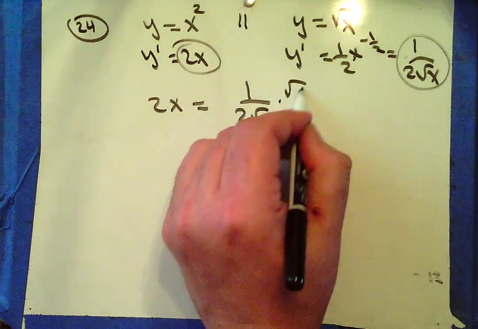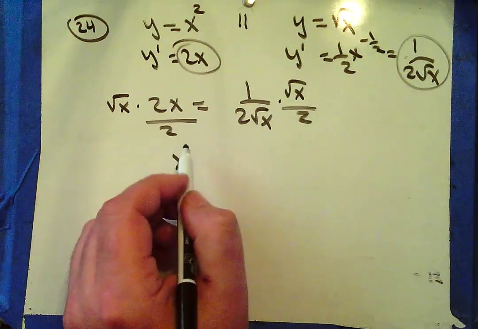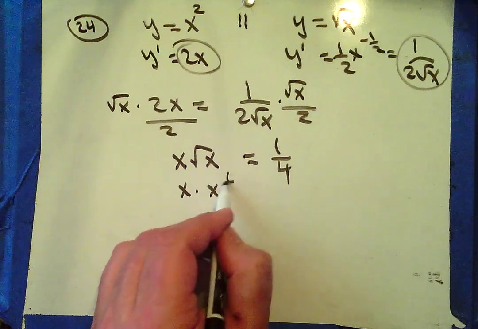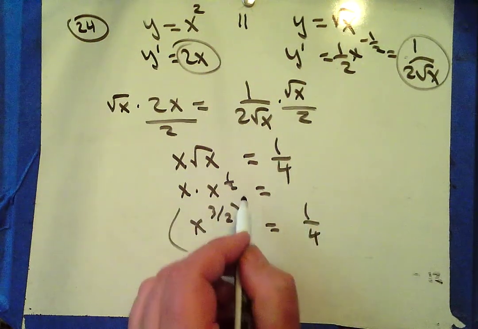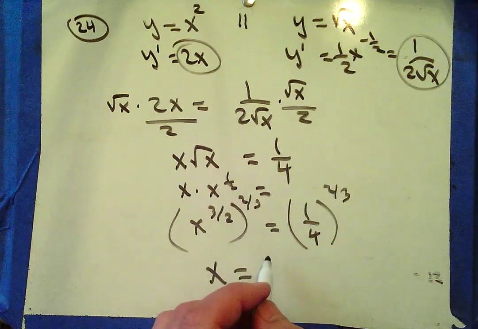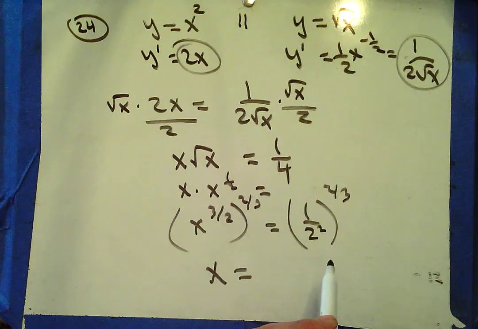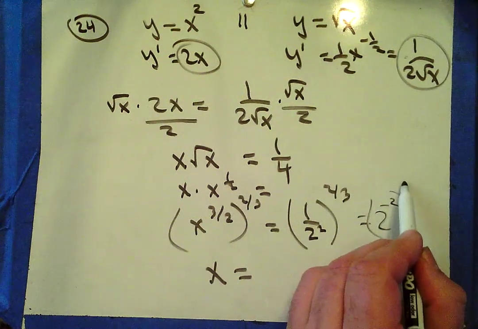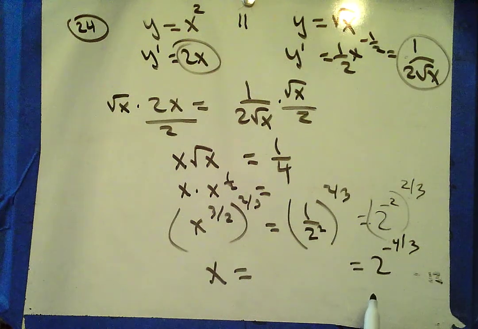And I'm going to multiply both sides by root x. And I'm going to divide both sides by 2. So I'm going to have x root x equals 1 over 4. This, by the way, is the same as x times x to the 1/2, which is x to the 3/2 equals 1/4. So to solve for x, I raise both sides to the 2/3 power, and I get x equals, I don't know, the cube root of 4. Well, I know that this is 2 squared. And that would be 2 to the negative 2 to the 2/3, which would be 2 to the negative 4/3 equals x. 2 to the negative 4/3.